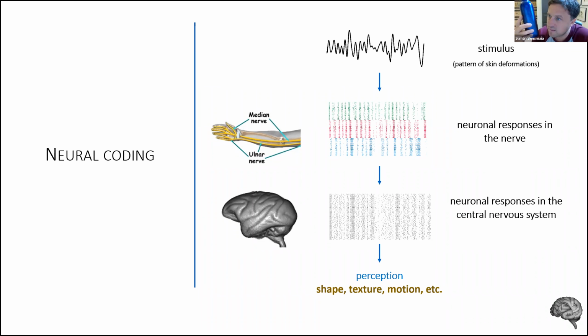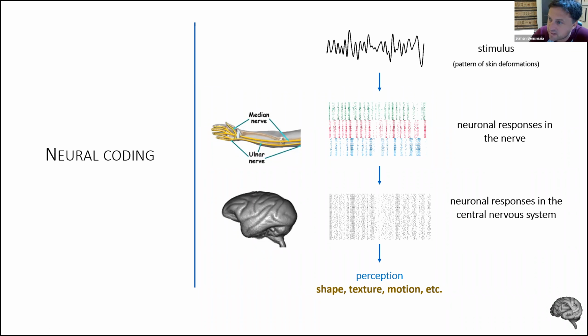When I hold this bottle, I can feel its shape, its size, its texture. If it's moving across my skin, I can feel that too. And somehow, all this information that is perceptually available about this object is contained in these patterns of neural activation at these various stages of processing, right?